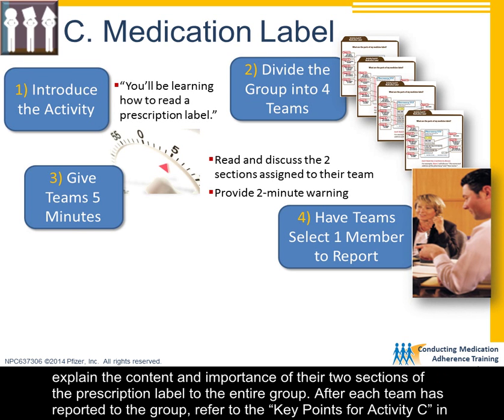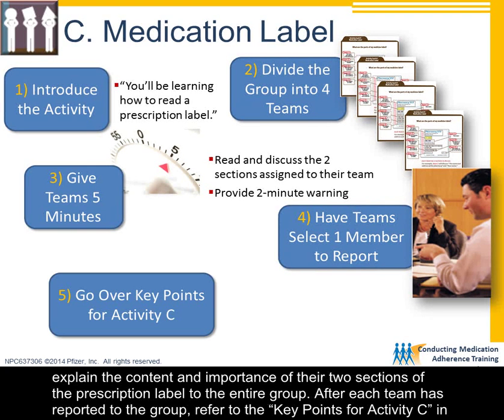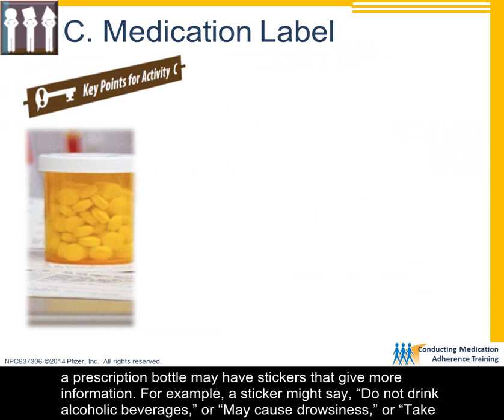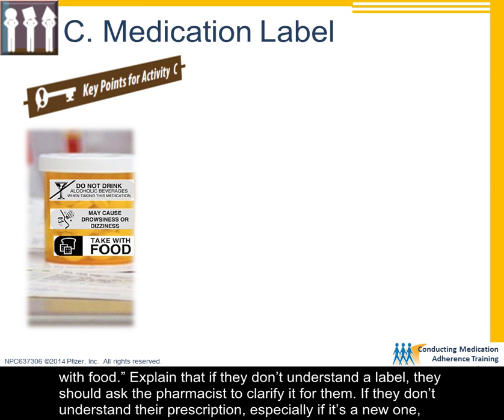After each team has reported to the group, refer to the key points for Activity C in the Trainer's Guide and share the following extra information. As before, refrain from reading the content word for word and try to establish eye contact with the participants. Explain that a prescription bottle may have stickers that give more information. For example, a sticker might say, "Do not drink alcoholic beverages," or "may cause drowsiness," or "take with food."